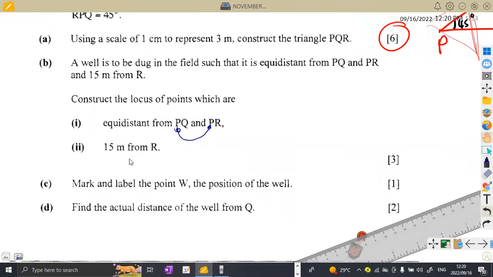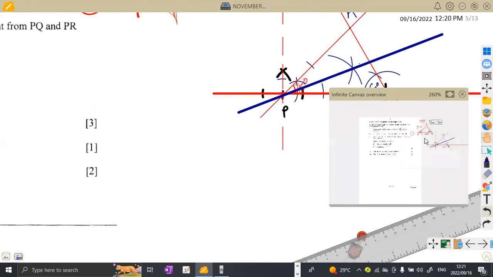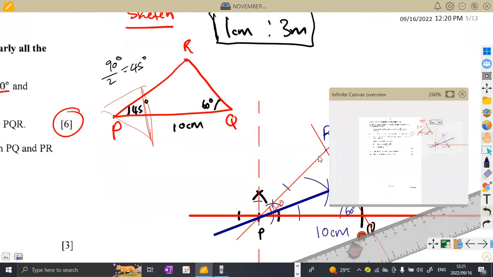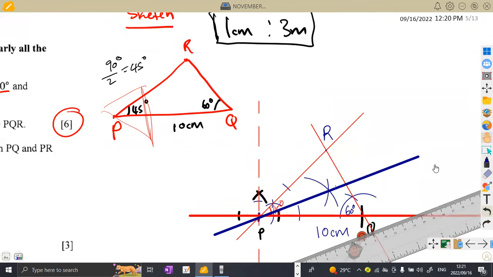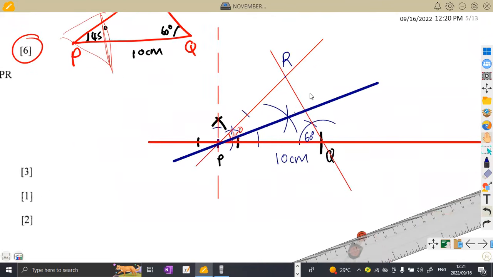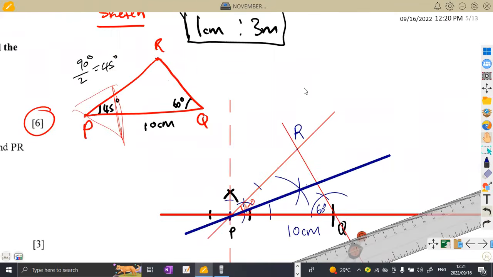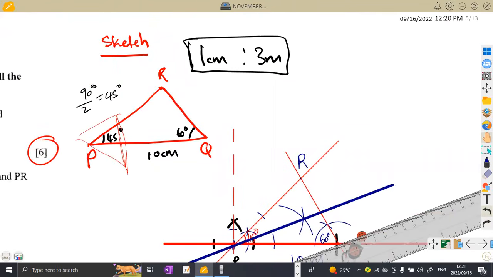Then 15 meters from R. So we need 15 meters from R. From R here, it's a circle. Remember, locus of points equidistant from a fixed point, that's a circle. So we need a circle from R here. This is our R here. So 15 meters. Remember, we are given a scale: 1 centimeter represents 3 meters. 15 meters, we divide by 3, which is going to be 5 centimeters. So you must draw a circle of 5 centimeters from R.